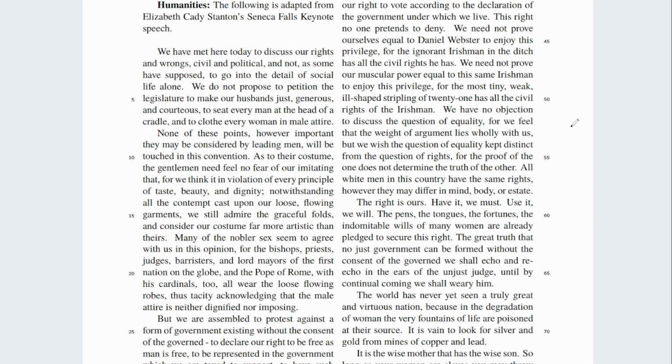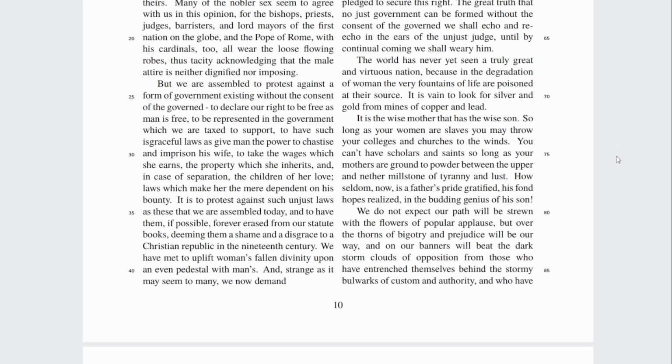Many of the nobler sex seem to agree with us in this opinion, for the bishops, priests, judges, barristers, and lord mayors of the first nation of the globe, and the Pope of Rome, with his cardinals too, all wear the loose flowing robes, thus tacitly acknowledging that the male attire is neither dignified nor imposing. But we are assembled to protest against a form of government existing without the consent of the governed, to declare our right to be free as man is free, to be represented in the government which we are taxed to support, to have such disgraceful laws as give man the power to chastise and imprison his wife, to take the wages which she earns, the property which she inherits, and, in case of separation, the children of her love, laws which make her the mere dependent on his bounty.